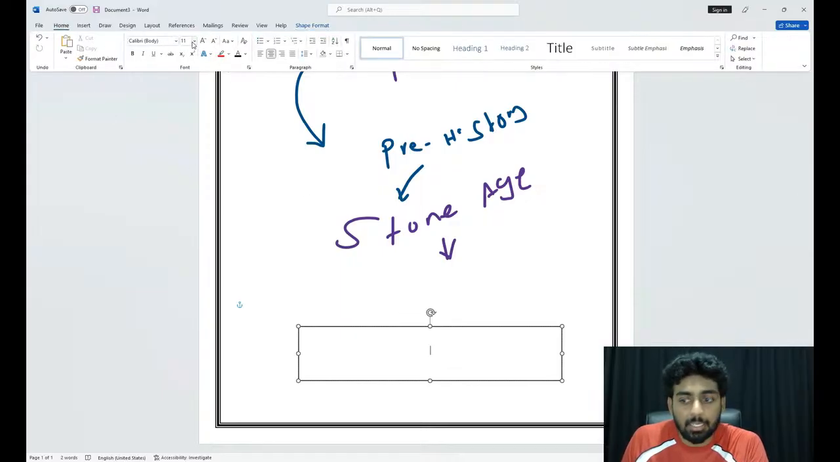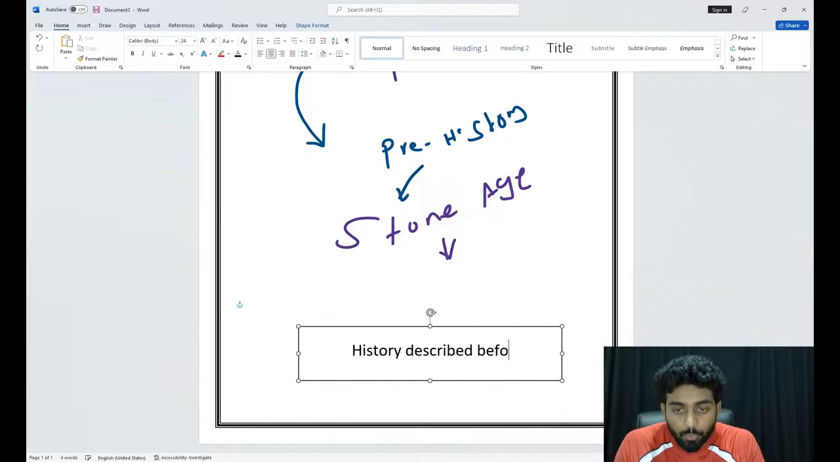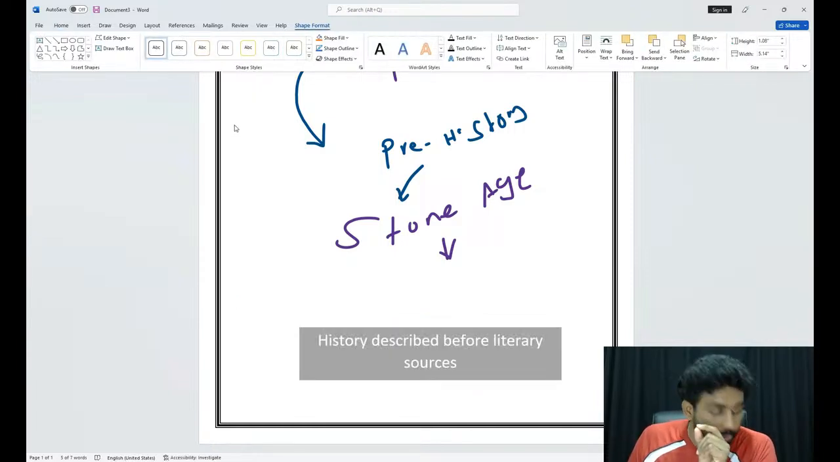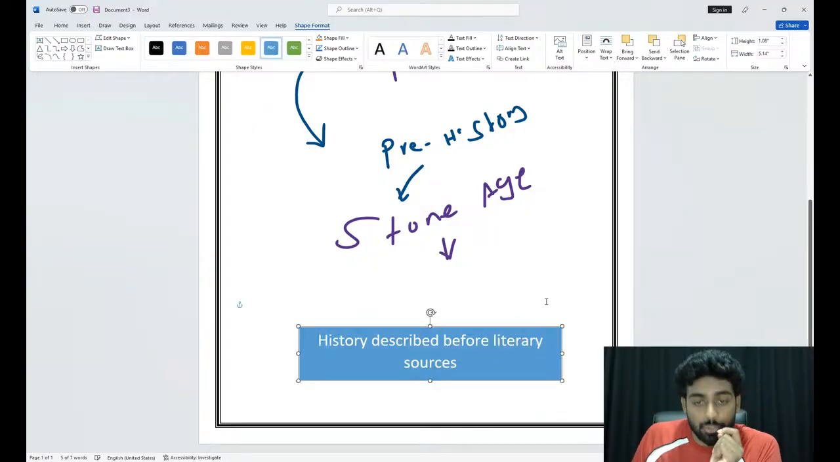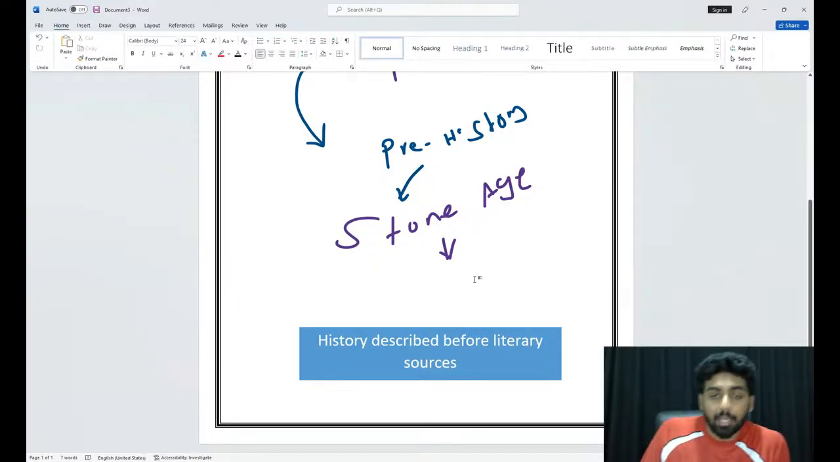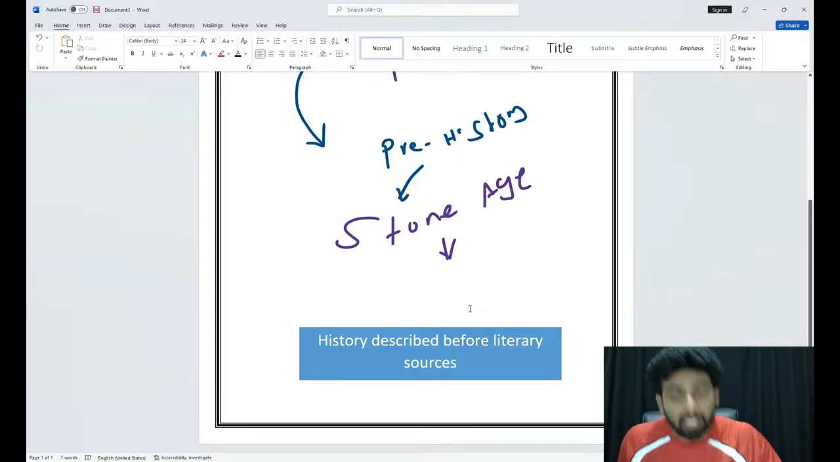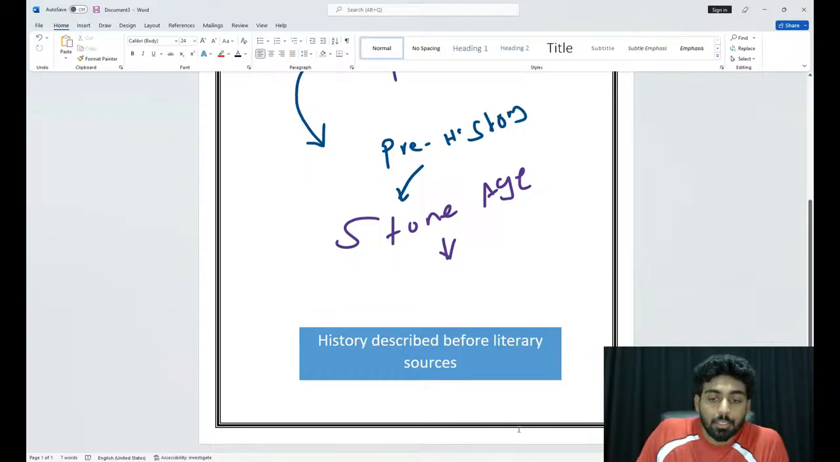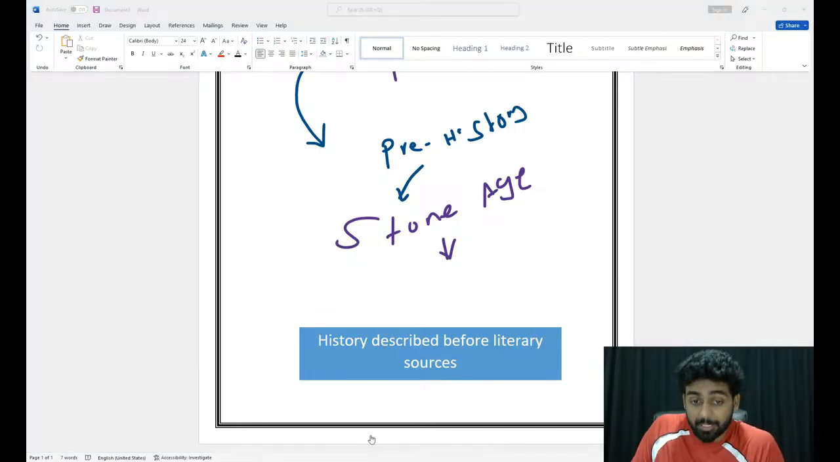Prehistory means the history described before literary sources. The history described before literary sources we call prehistory. If they ask to explain about prehistory, what is known as prehistory? For the definition we can include: prehistory means the history described before literary sources.